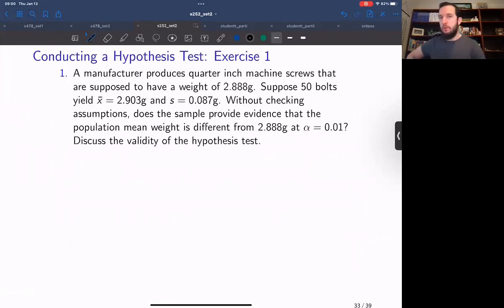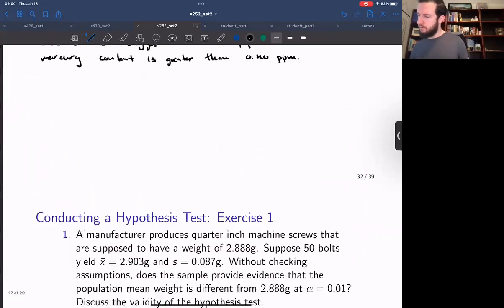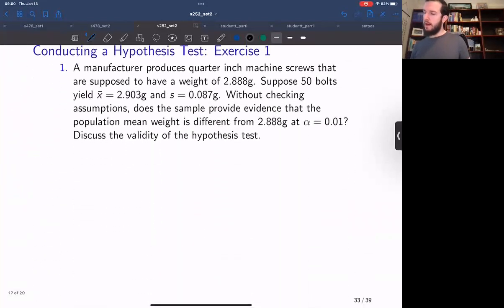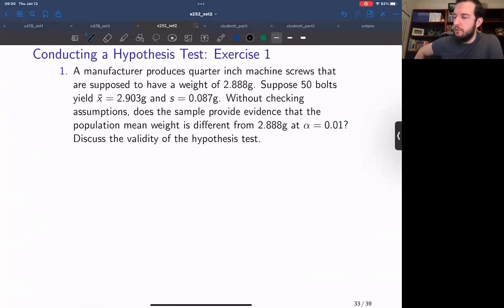Okay, so now we'll look at an example of a hypothesis test where the population standard deviation is unknown. We have a manufacturer that produces quarter-inch machine screws that are supposed to have a weight of 2.888 grams. Suppose 50 bolts yield x bar 2.903 grams and a sample standard deviation of 0.087 grams. Without checking the assumptions, does the sample provide evidence that the population mean weight is different from 2.888 grams at alpha 0.01? Discuss the validity of the hypothesis test.